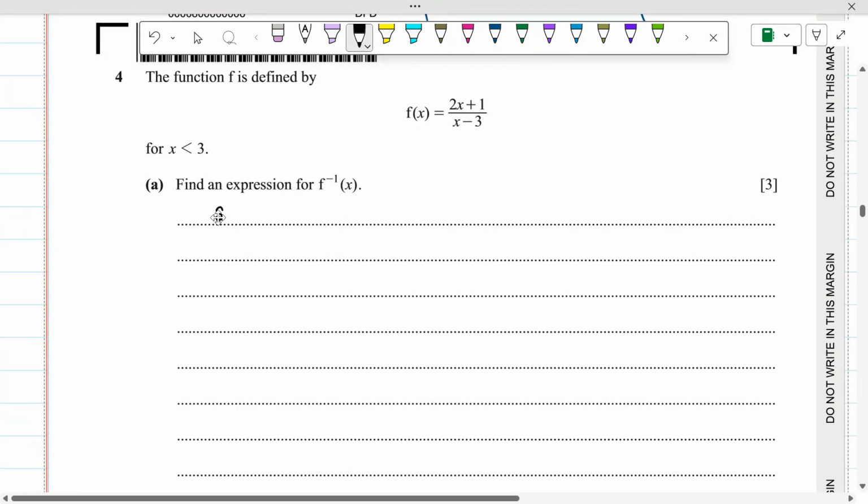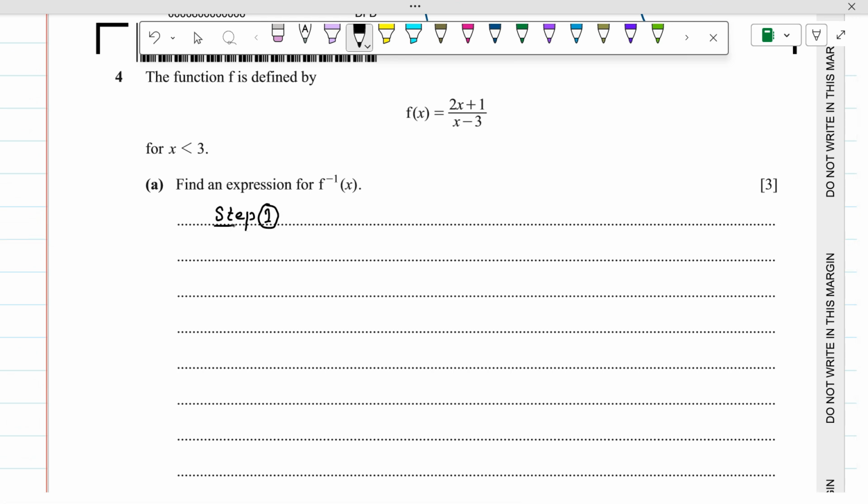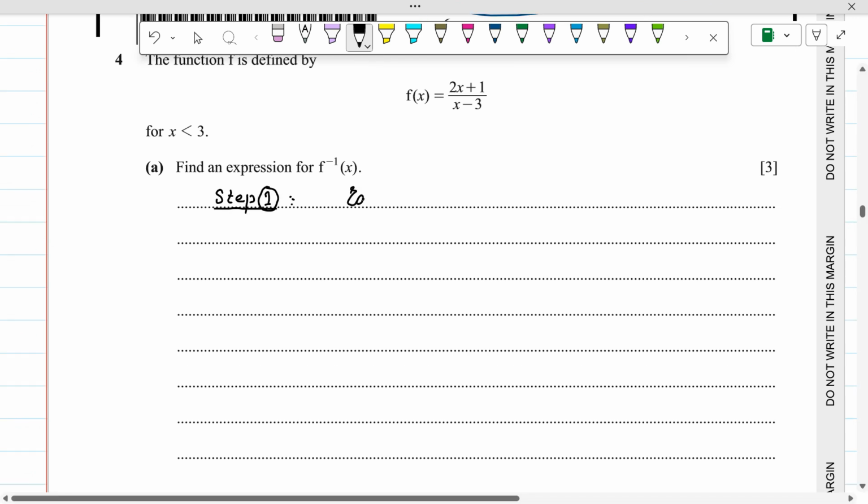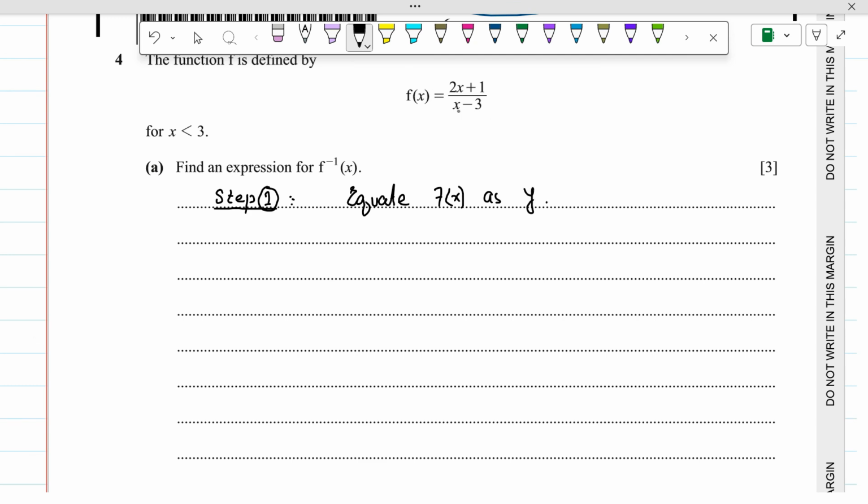Step number 1: equate f of x as y. This is f of x, so we will equate it with y. So f of x is equal to y, which is equal to (2x plus 1) over (x minus 3).